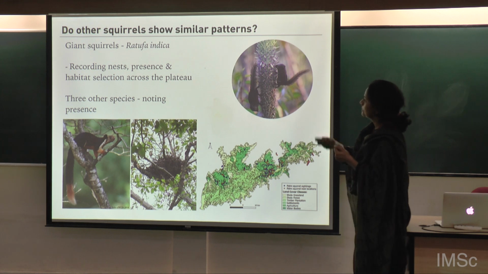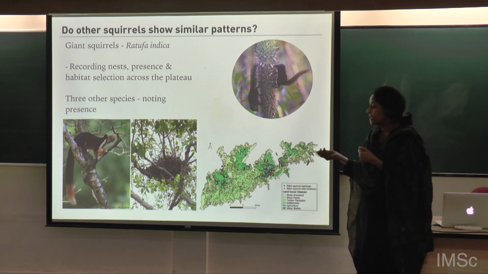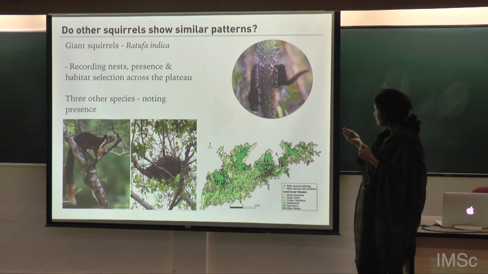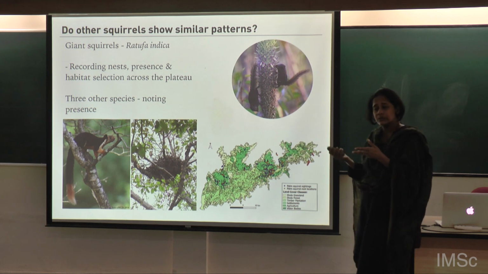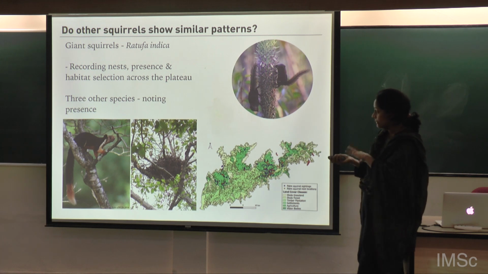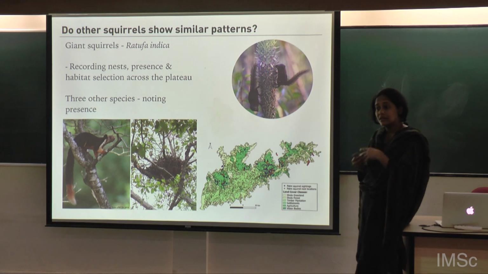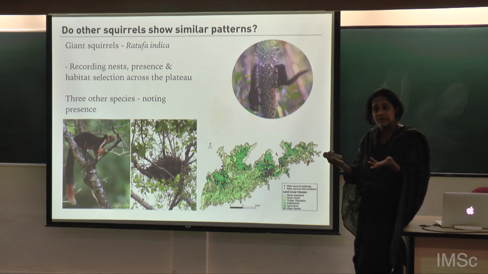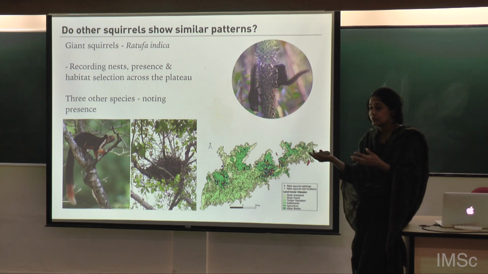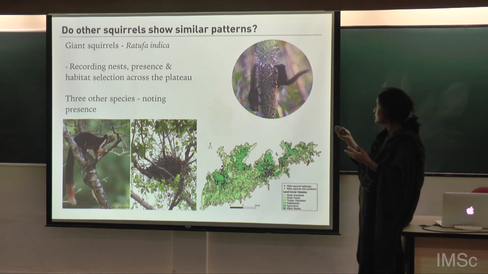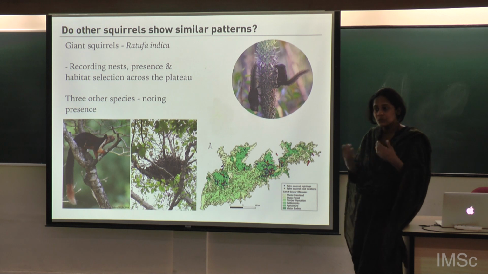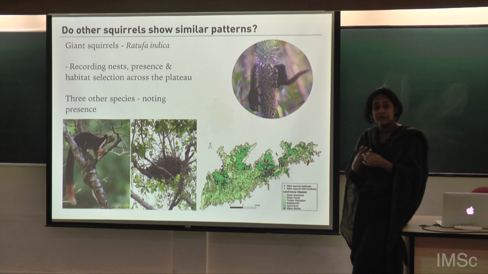to do this. So we looked at the other squirrels that live in this landscape, and there are giant squirrels, Ratufa, and the dusky squirrel, which is also in the same genus, but a really small habitat specialist that lives in shola forest. And we find very different trends. The giant squirrel lives inside forests and uses timber plantations extensively, does not use humans, and the same is true for this, does not use timber extensively either. So it doesn't seem to be something that is pervasive across all squirrels. It is something that this one species seems to be very good at doing.